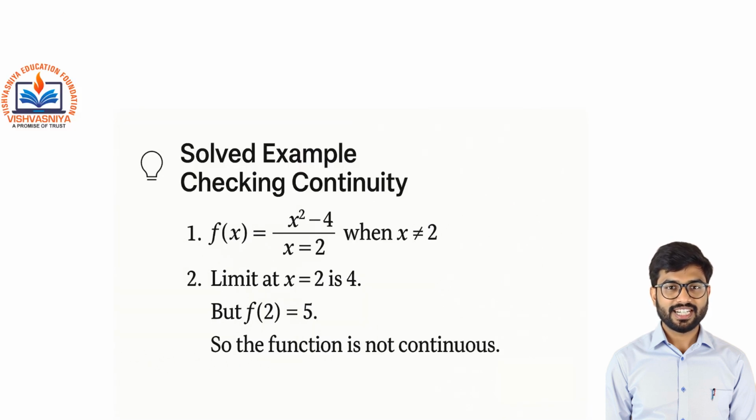Example 2. Check continuity of f of x equal to x squared minus 4 divided by x minus 2 when x is not equal to 2, and f of 2 is equal to 5. Limit at x equal to 2 is 4. But f of 2 is 5. So the function is not continuous.